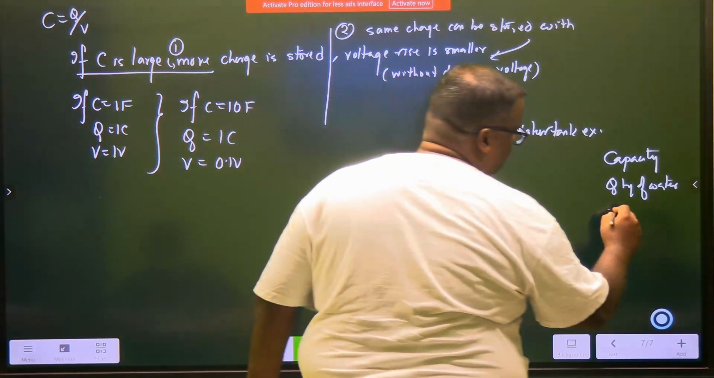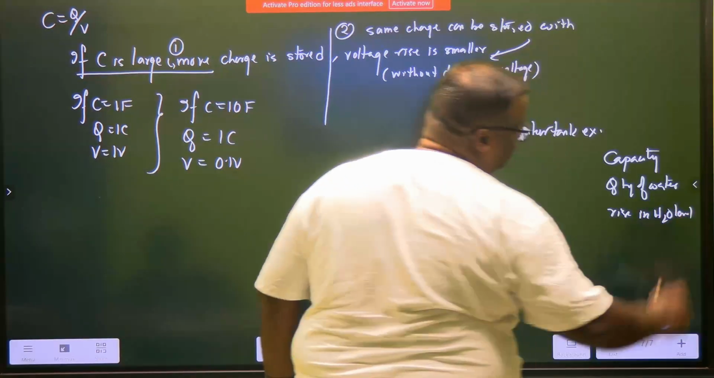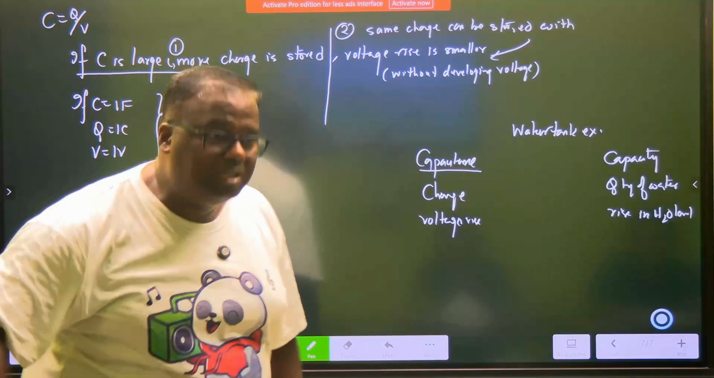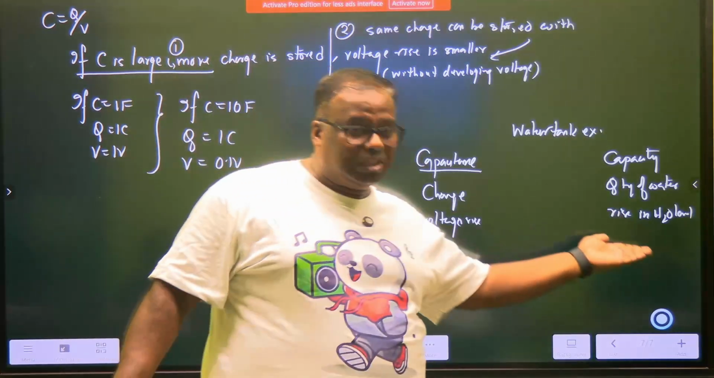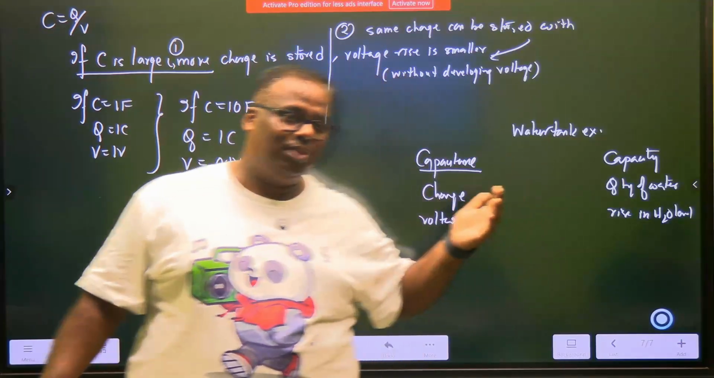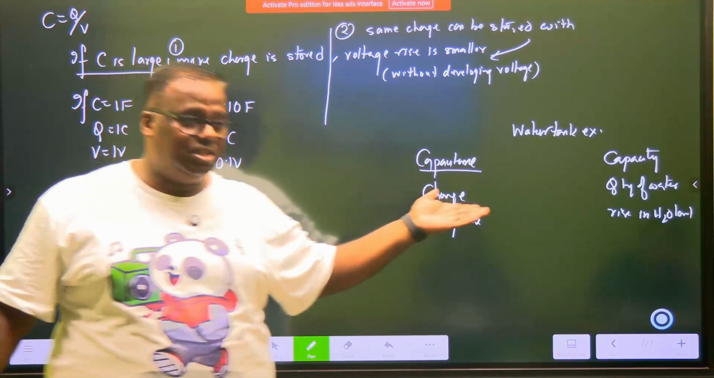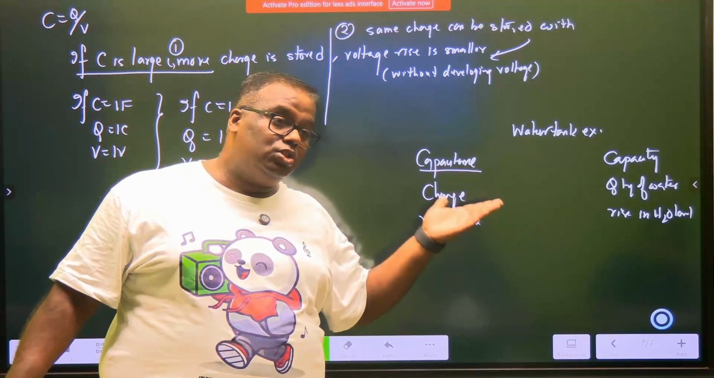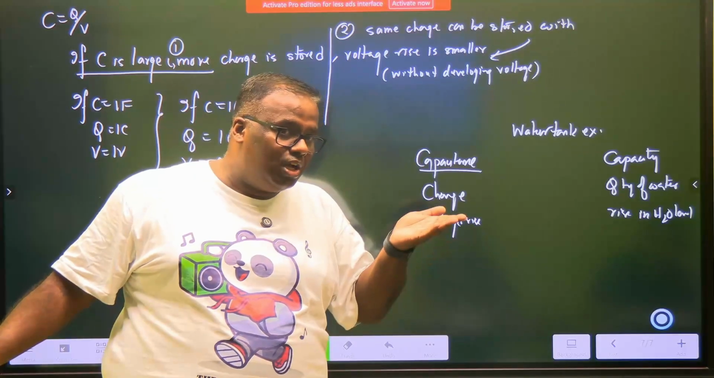This is the rise in water level. Think for yourself. If you have a bigger tank, then you store more water with less rise in water level. Got the idea? If you have a bigger capacitor, meaning whose capacitance is more, you can store the same charge with less rise. You can add more charge with less rise.